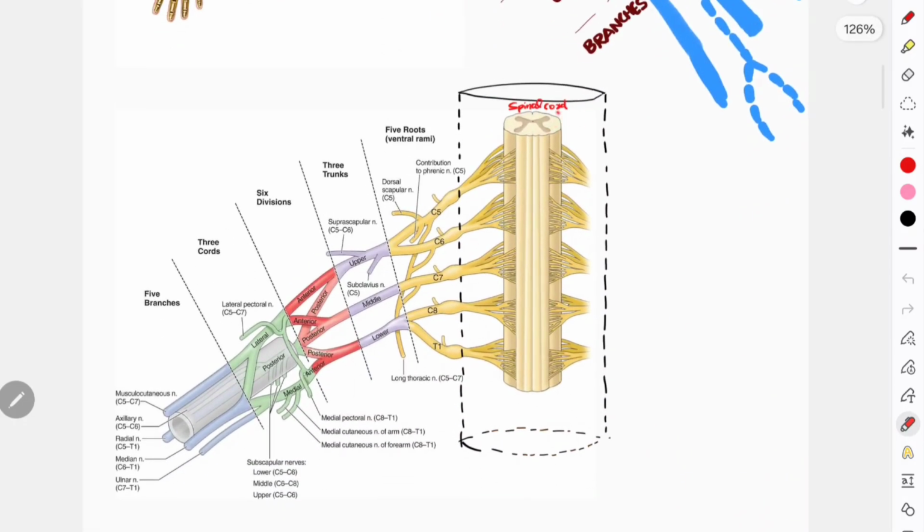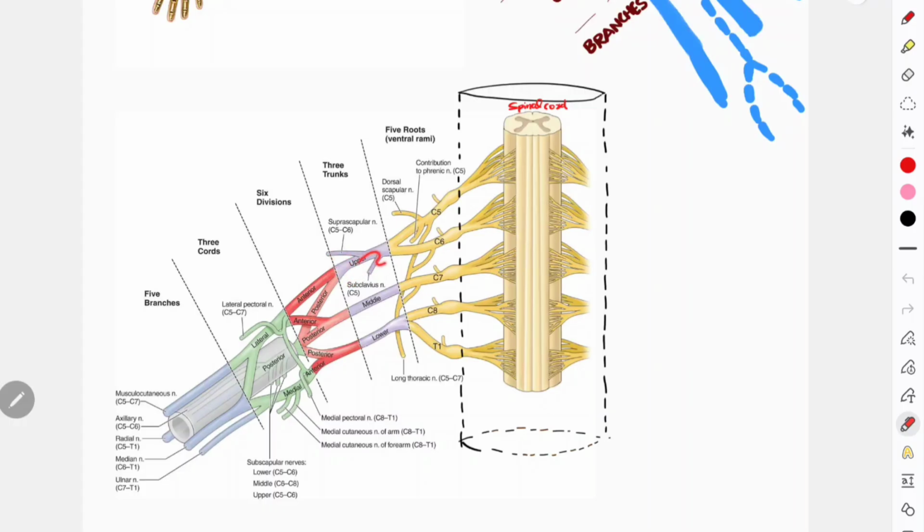Same as here. See, the spinal cord passing through the vertebral column. The spinal cord has C5, C6, C7, C8 and T1 roots, 5 roots. C5 and C6 unite to form the upper trunk. C7 alone forms the middle trunk. C8 and T1 unite to form the lower trunk. So 3 trunks, 5 roots, which are the primary ventral rami of spinal nerves. Each trunk divides into anterior and posterior divisions, so these 6 divisions will form.